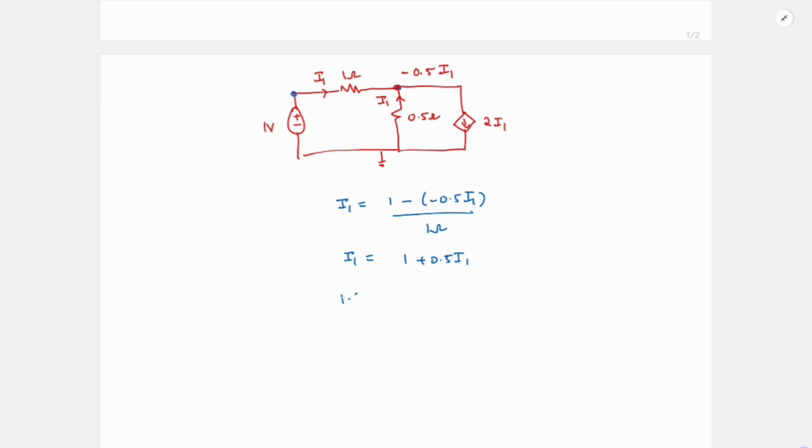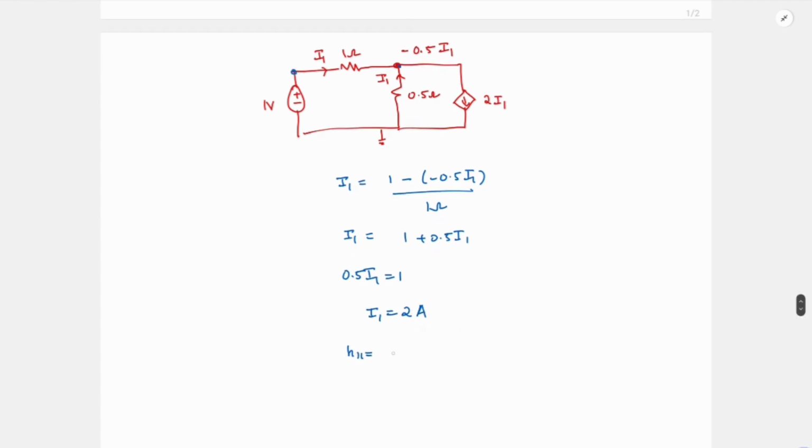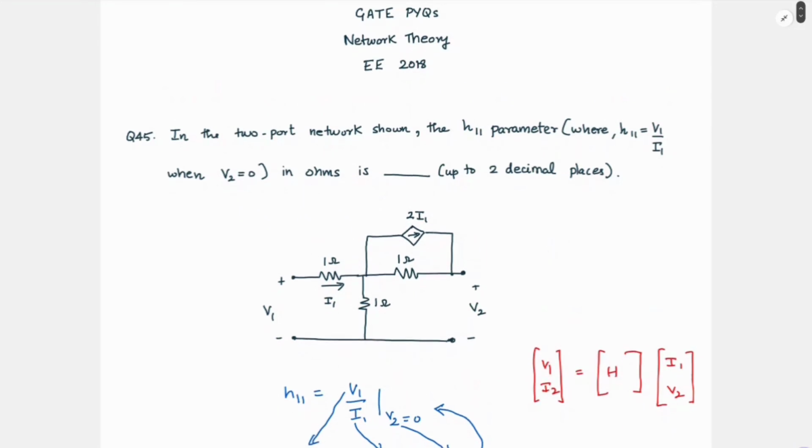So 1 minus 0.5, that is 0.5 I1 is equal to 1. So my I1 itself is equal to 2 ampere, and my H11 is nothing but 1 volt by 2 ampere, right? Which is nothing but 0.5 ohm. So my H11 parameter is 0.50 ohms.